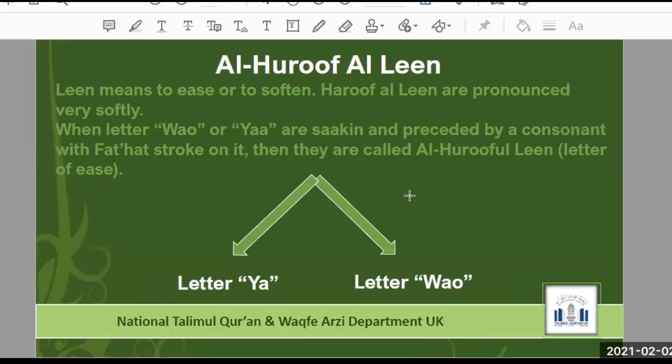Okay, next, what is this? I think we did this last week. This is the haruf al-leen. Leen means to ease or to soften. So haruf al-leen are pronounced very softly when the letter waw or ya is sakin, and it is preceded by a consonant with a fatha stroke on it. Then they are called haruful leen, letters of ease. So the two letters involved in it are ya and waw.